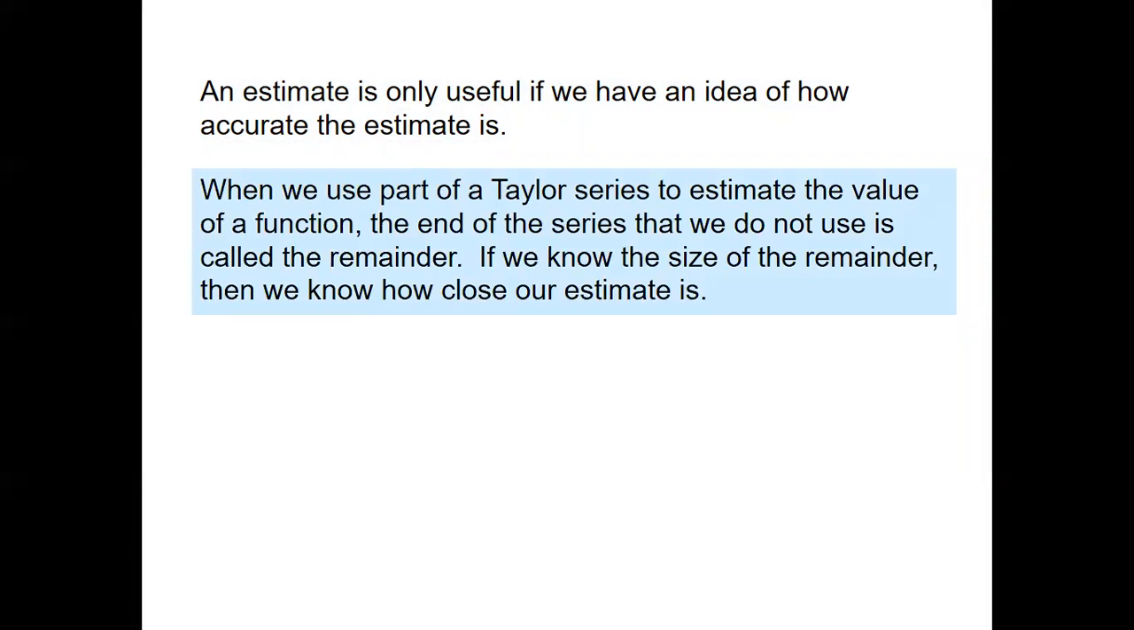When we use a part of the Taylor series to estimate the value of the function, we're chopping off a whole infinite number of terms through the rest of the polynomial. In the last one, we went up to degree 4, but then all of the terms from degree 6 and greater got chopped off, and that's what's known as the remainder. And if we know the size of the remainder, we can give a good idea about how good our estimate is when we're doing our approximations.